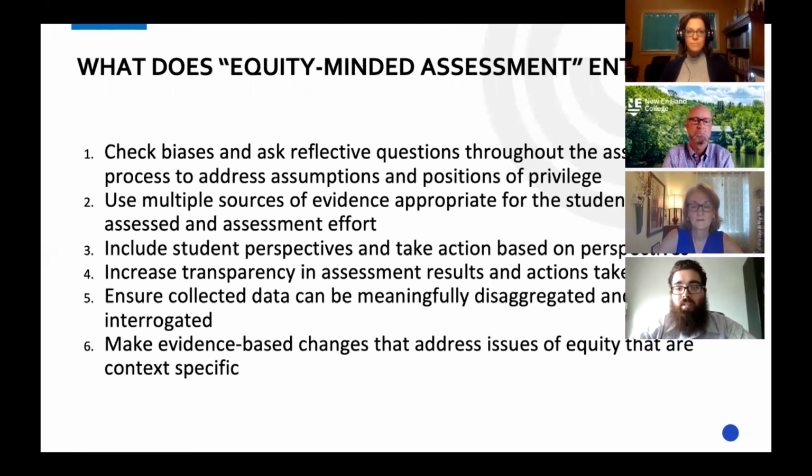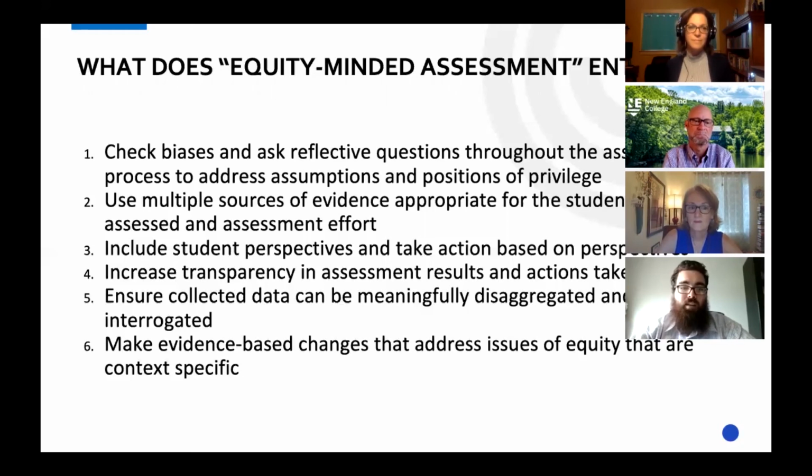One way we do this is by asking reflective questions throughout the assessment process. And we like to think about assessment as being objective and apart from the subjectivities of life and society. But we're all human, and we have to address our assumptions and our positions of privilege that we bring to the assessment process, right? And so we have to continuously check our biases and our assumptions.